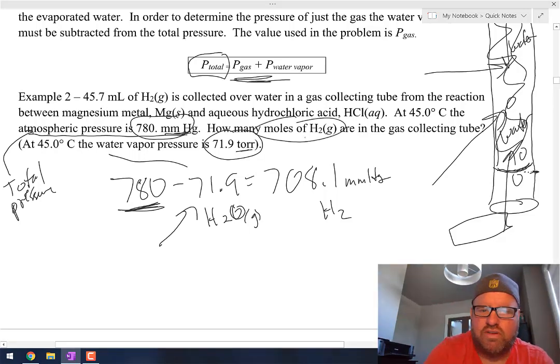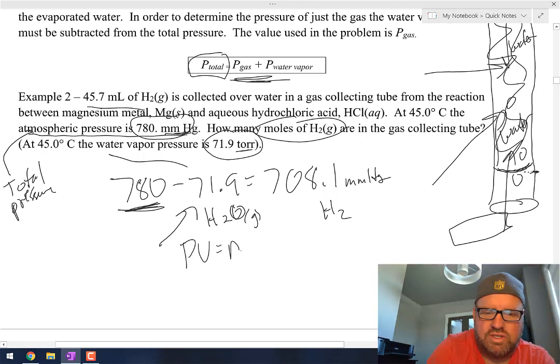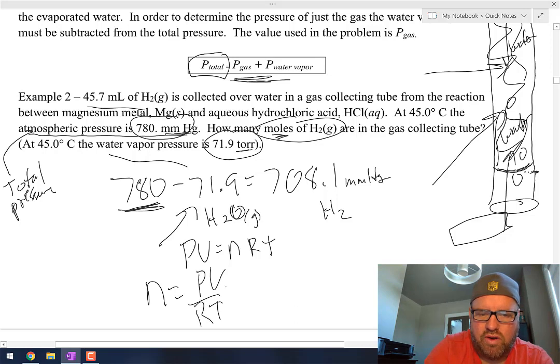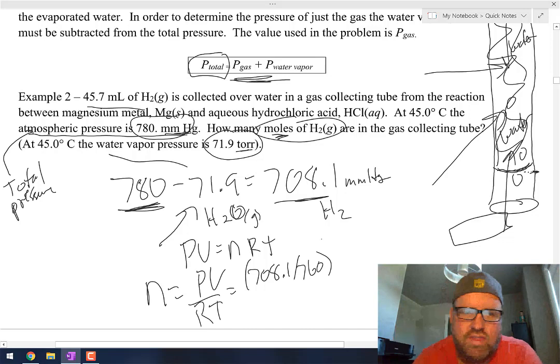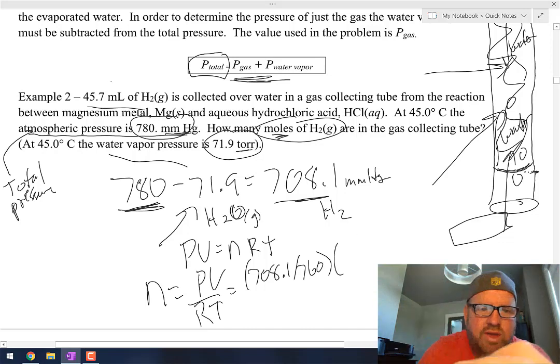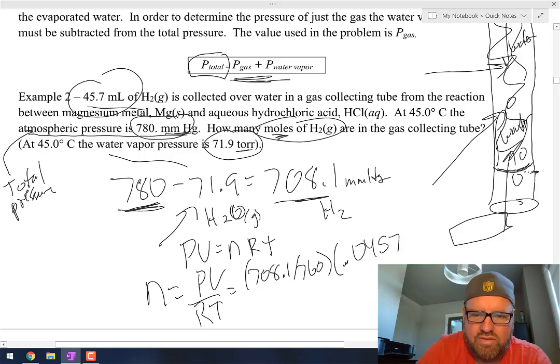They want to know moles of hydrogen. So we've got the volume of hydrogen, so we're going to use PV equals nRT, and they want moles, so n equals PV over RT. So the pressure is, and watch how I do this, 708.1. I need it in atmospheres though, so I'm just going to divide by 760 right there in the problem. The volume is in milliliters. I need it in liters, so 0.0457. And yes, I'm being lazy and I'm leaving out units. I know, I'm a terrible person.